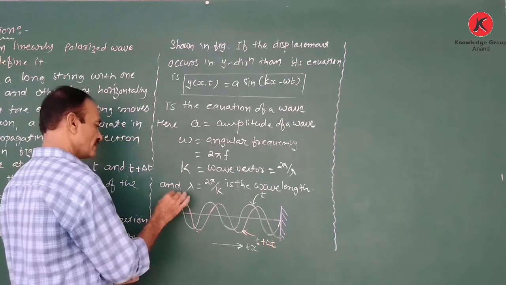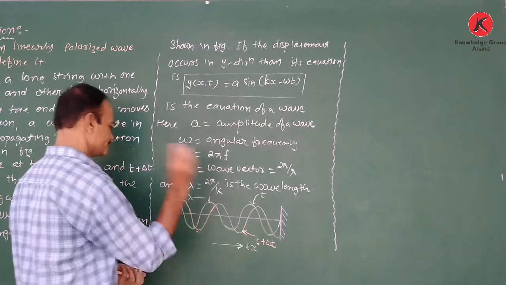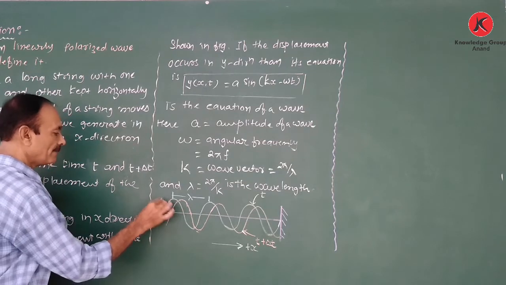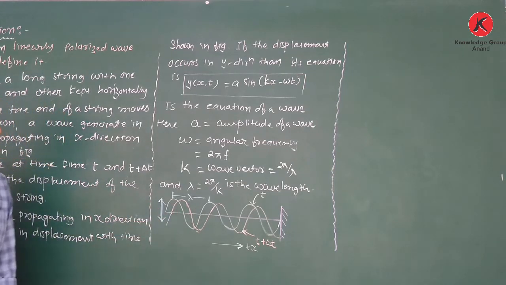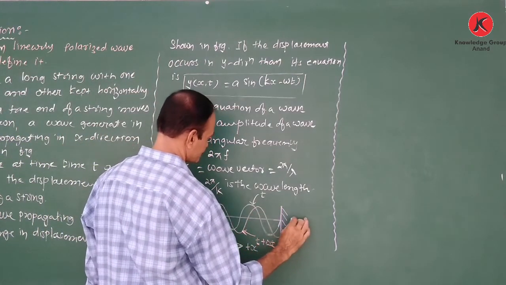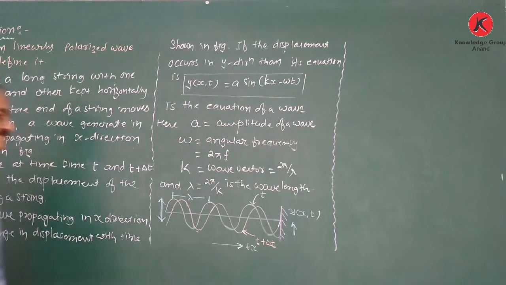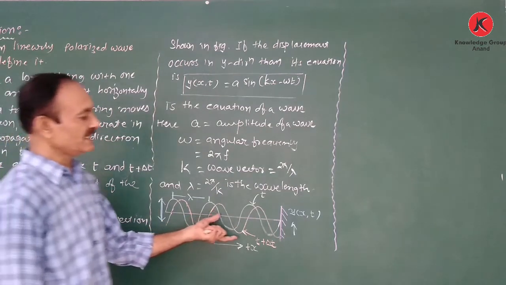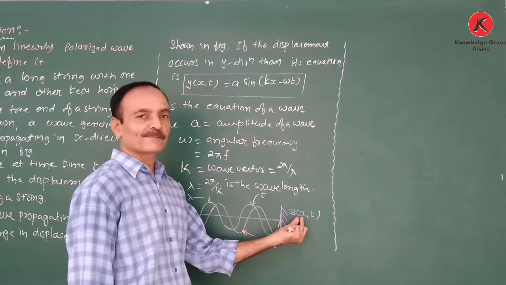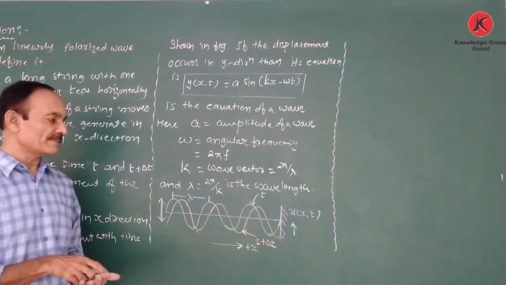This distance between the two crests is known as the wavelength, lambda. Here the string moves up and down periodically, in the y direction. So the figure shows the displacement of a particle of the string at time t and at position x and y.